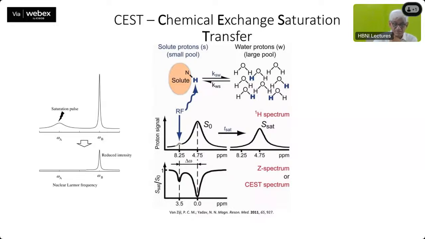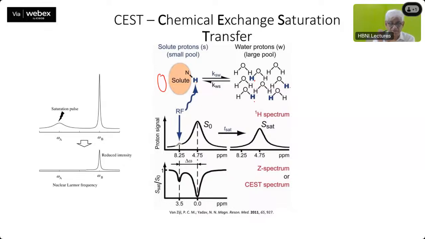Just look at this. Here is a small solute, a small molecule, and this is water here. This solute has an exchangeable proton, NH. This NH exchanges with water. Let us say this hydrogen has come here, another one has come here, and so on. So few molecules have gone there. Of course, the reverse process will also be happening. It's going back and forth.